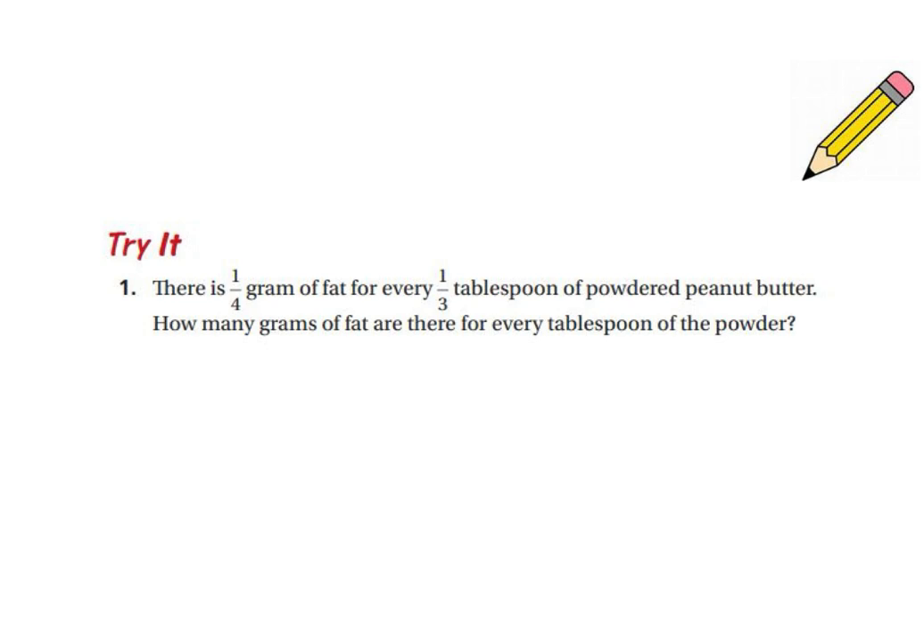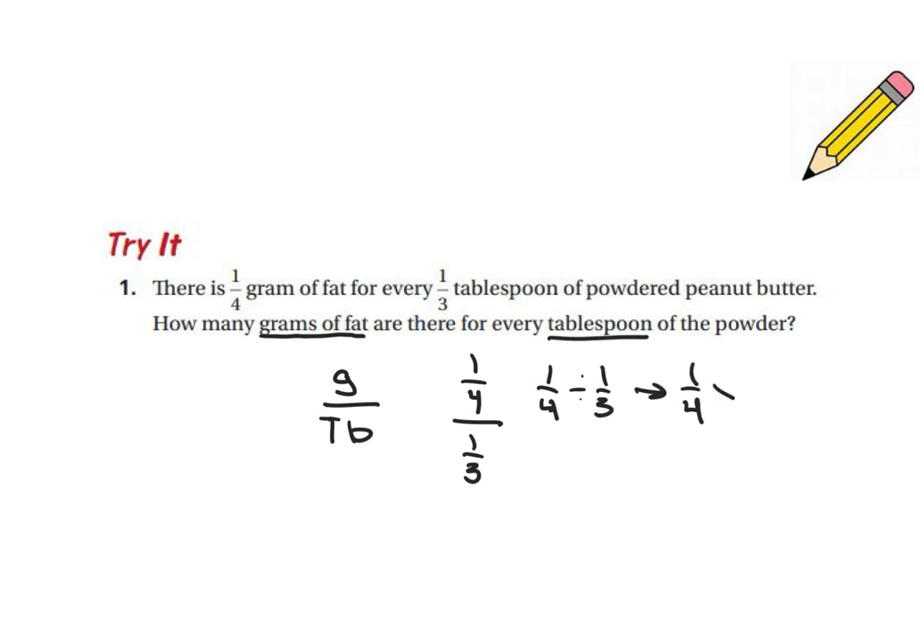So make sure you read the question carefully. How many grams of fat for every tablespoon? So we're going to do grams per tablespoon. We have 1/4 gram per 1/3 tablespoon, which is 1/4 divided by 1/3. Now multiply by the reciprocal, and we get 3/4 grams per tablespoon.